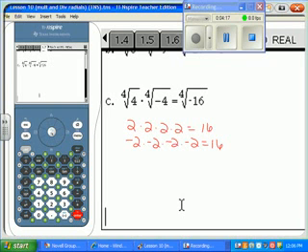When you have an odd index, you can deal with negative radicands. When you have even indexes, you cannot have a negative radicand. So this stays the way it is. Nothing else you can do. In a few weeks, we're going to learn about something called complex numbers or imaginary numbers. Then we're going to start dealing with these.